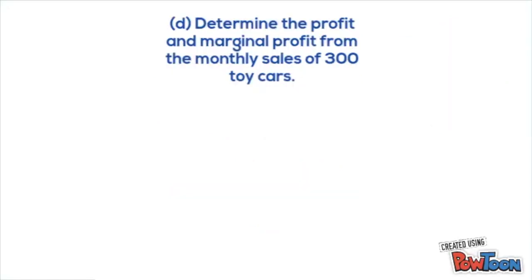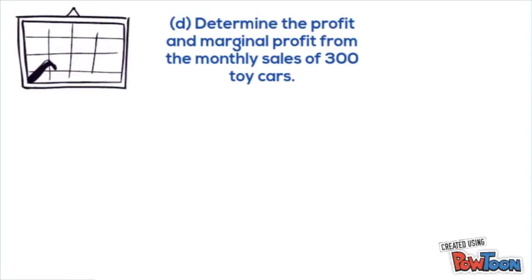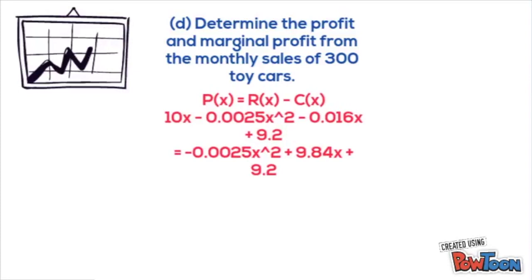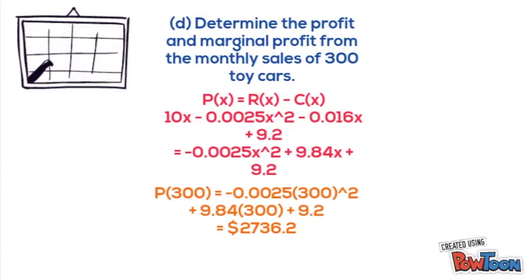Question D. Determine the profit and marginal profit from the monthly sales of 300 toy cars. We can find the profit function by subtracting the cost function from the revenue function, which is −0.0025x² + 9.84x + 9.2. And if we substitute a value of 300, we will get $2736.2.